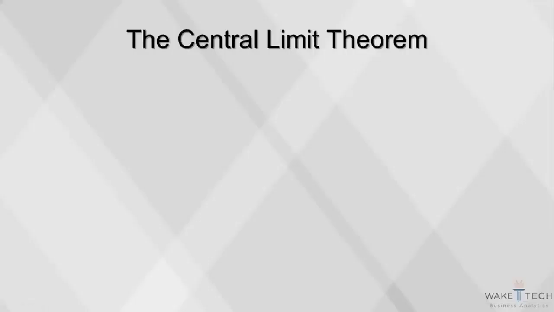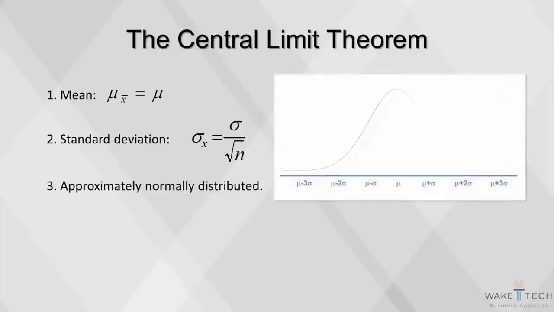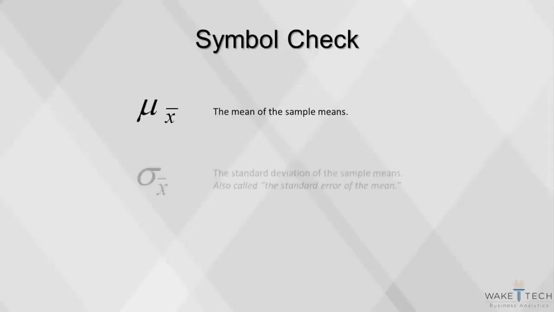If all possible random samples, each of size n, are taken from any population with a mean mu and a standard deviation sigma, the sampling distribution of the sample means, or averages, will have a mean, have a standard deviation, and be approximately normally distributed, regardless of the shape of the parent population. Remember that normality improves with a larger n, and it all comes back to z. Note the symbols here. The mean of the sample means is noted as mu of x bar. The standard deviation of the sample means is written as sigma of x bar and is also called the standard error of the sample mean.